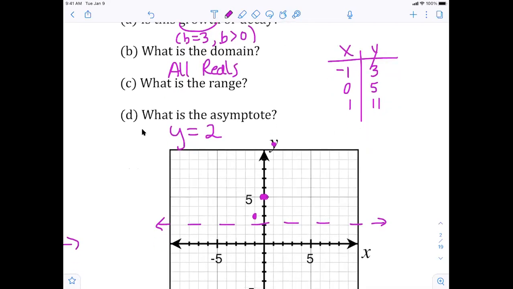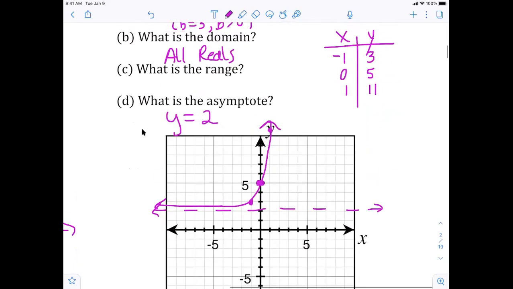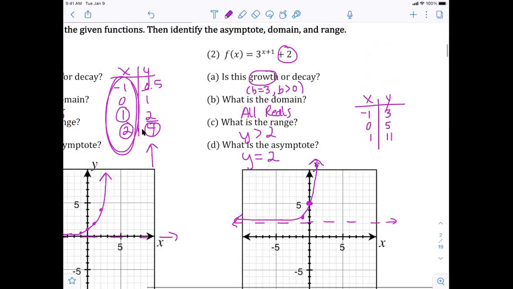All I did was pick 3 other points, and now we can fill in the rest of my graph. I'm going to go through and hit them as best as possible, and then on this side, we're going to continue that. We just want to make sure that on the left side of the graph, we don't cross the asymptote. That also changes our range. My graph never goes below y equals 2, so y is always greater than 2. And those should have been your answers.